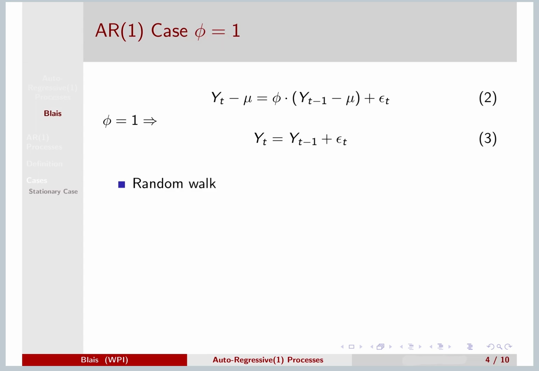In the case where phi equals 1, so this is our AR1 defining equation. If phi equals 1, then we plug 1 in here, and you see that the mu's will cancel. So the mu's go, and what's left is Y_t equals Y_{t-1} plus epsilon_t. And that's nothing more than a random walk model.